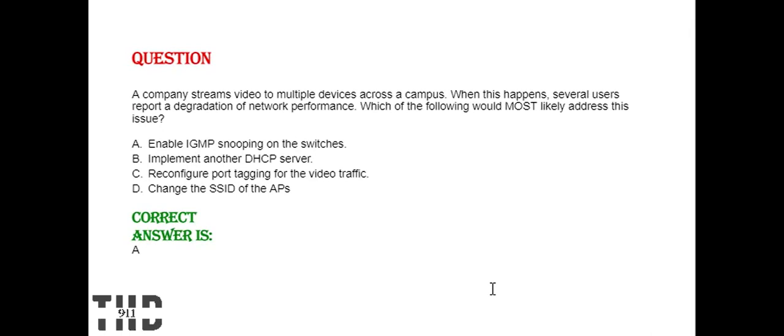A company streams videos to multiple devices across a campus. When this happens, several users report degradation in network performance. Which of the following would most likely address this issue? Option A, enable IGMP snooping on the switches. Option B, implement another DHCP server. Option C, reconfigure port tagging for the video traffic. Option D, change the SSID of the APs. The correct answer is option A.